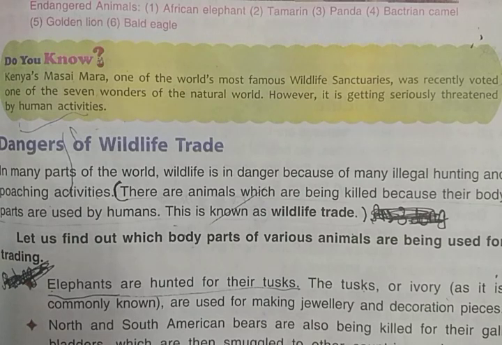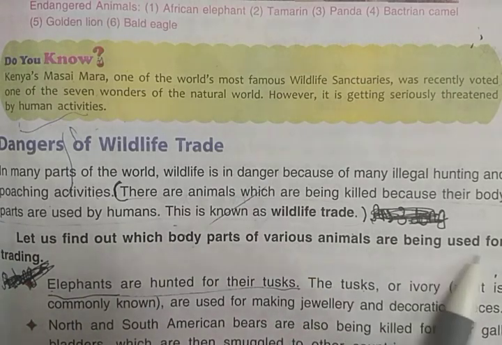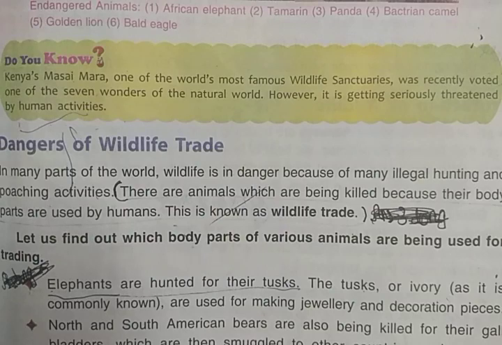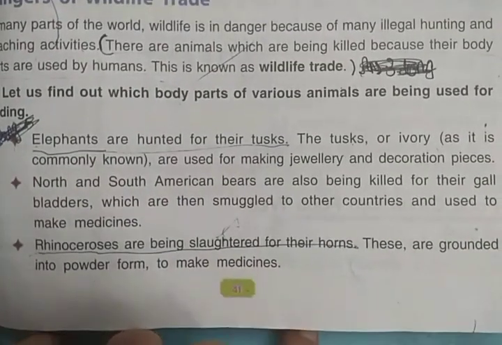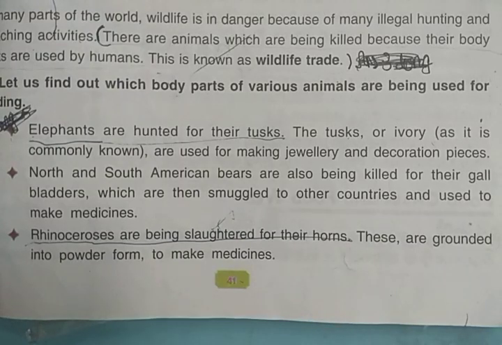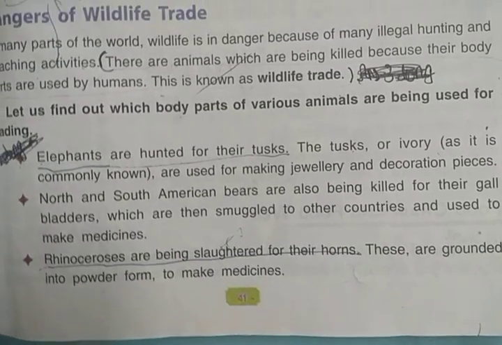So as we have discussed, many people are killing the animals, but what is the reason for killing? The reason is that their body parts are used by humans. That's why people are killing those wild animals to earn money. Let us find out which body parts of various animals are being used for trading. So now we will discuss the body parts which are sold or purchased, or you can say used by human beings.